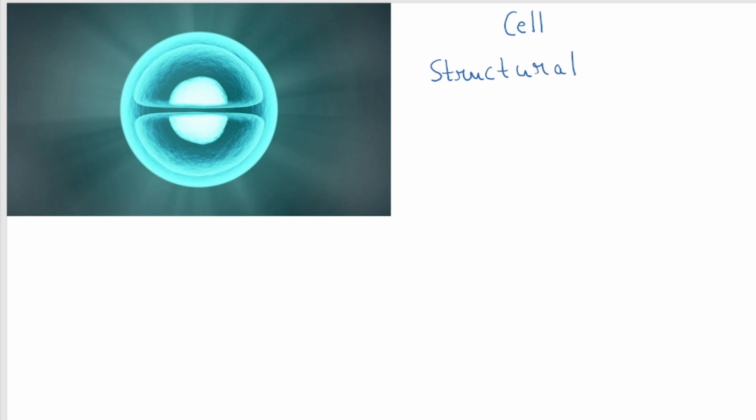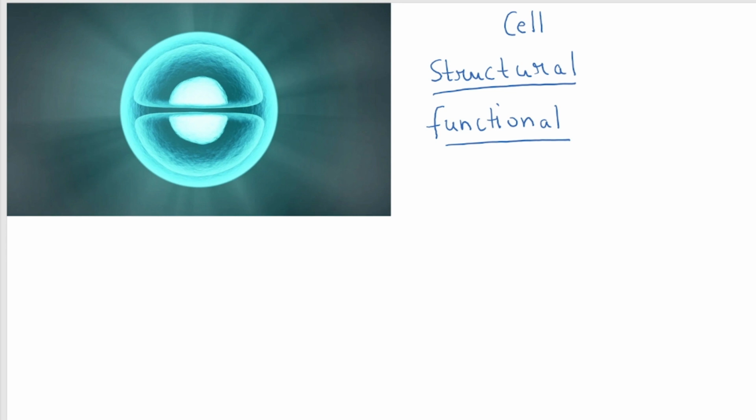So why is it called a structural unit? Because it is the basic building block of all living organisms, meaning all living organisms are made up of cells. And why is it called the functional unit of all living organisms? Because cells are capable of carrying out the processes necessary for life, processes like growth, reproduction, metabolism, etc. So they play a crucial role in maintaining the overall structure and function of all living organisms.